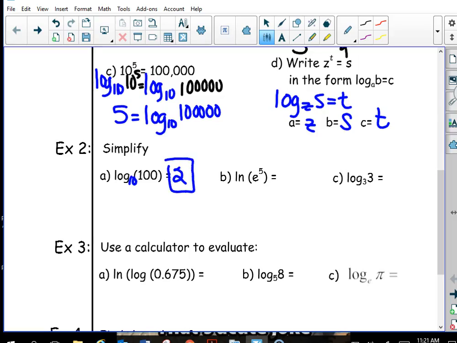This can be simplified even easier, because ln means log base e of e to the 5th. The log base e and the exponent base e cancel each other out, and I'm just left with 5. Another way to ask that question is, what power do we raise e to get e to the 5th? Well, that's 5. What power do we raise 3 to get 3? Well, that's just a 1.